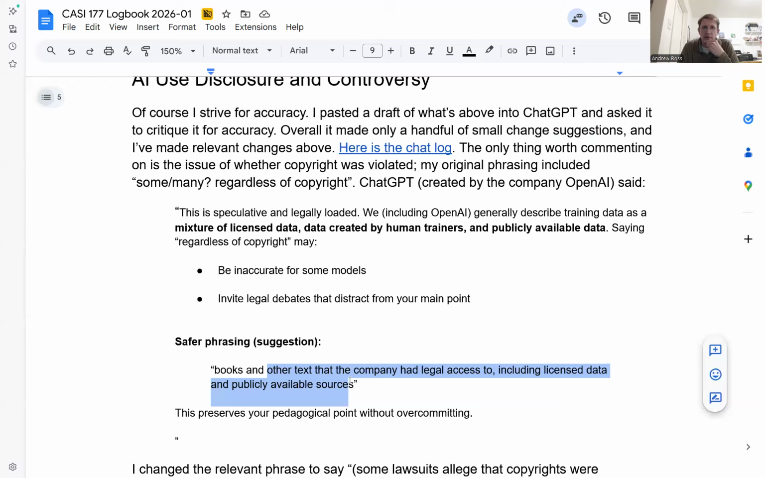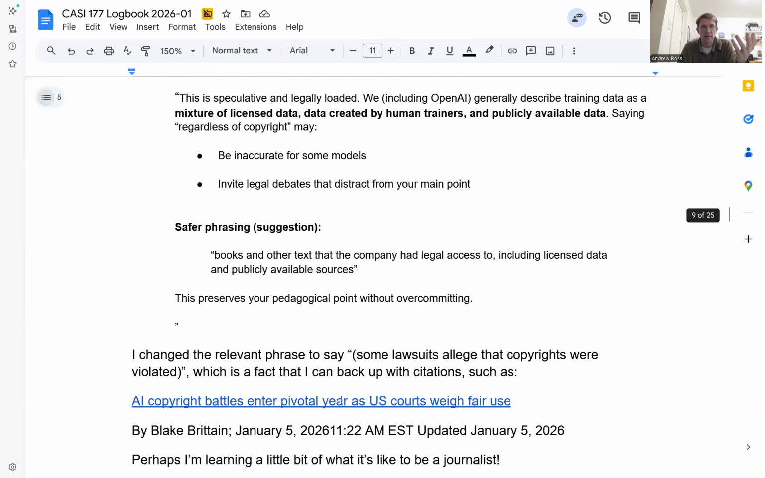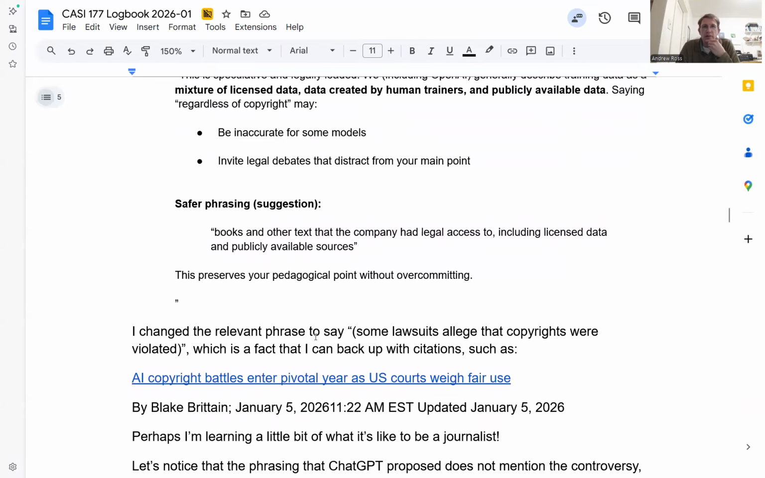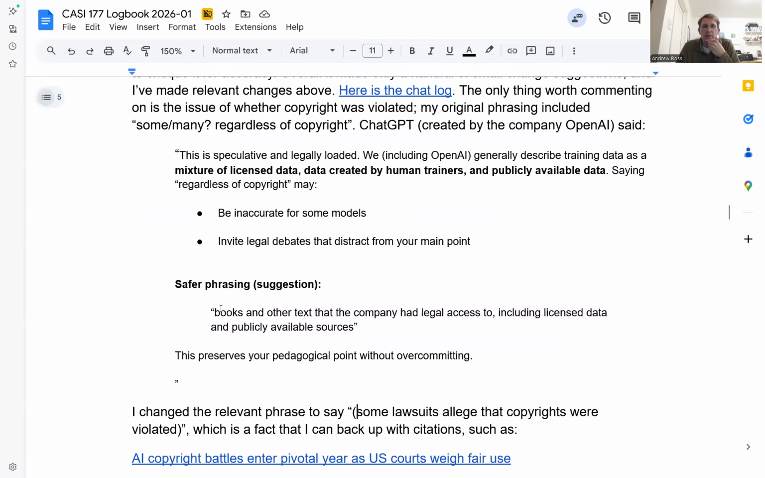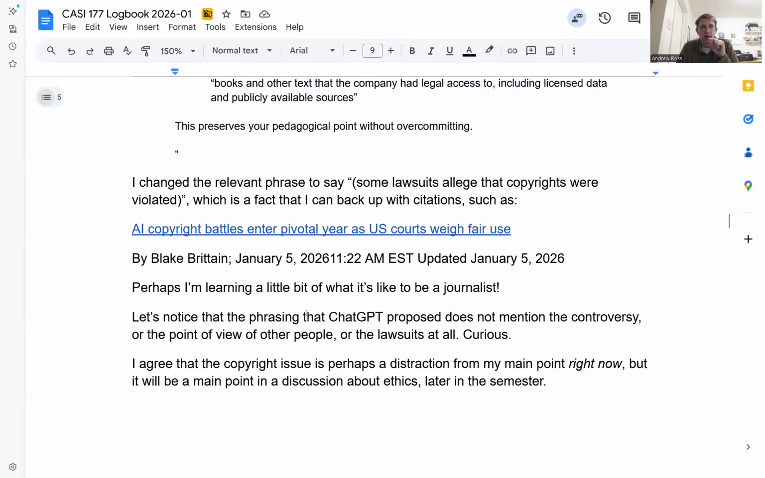And I stopped and thought about that. So I changed the phrase up above so that I said that some lawsuits allege that copyrights were violated. That is a fact that I can back up with citations, like this article from Reuters, so you could go read about the lawsuits there. Let's notice that the suggested language that ChatGPT provided, and even what it said here, did not mention the fact that there is a controversy. It just reported the point of view of its company, not the point of view of other people. It didn't mention the lawsuits.